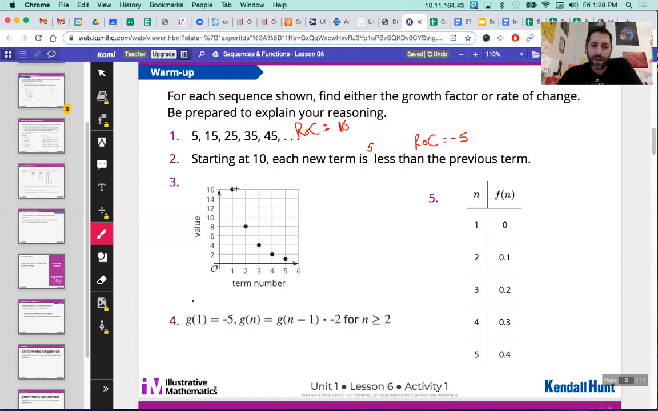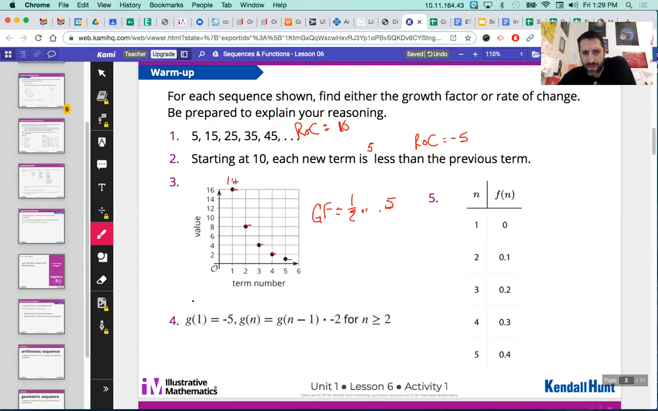All right, number 3. Looks like as we go from left to right, we're at 16, then 8, then 4, then 2. It looks like it's half as much each time, okay? So this would have a growth factor, and my growth factor would be 1/2 or 0.5. You can write these as decimals, all right? A lot of times we see fractions, but you can write them as decimals. So 1/2 or 0.5, and that's because when I go from one term to the next, the term is half as big as the previous term.